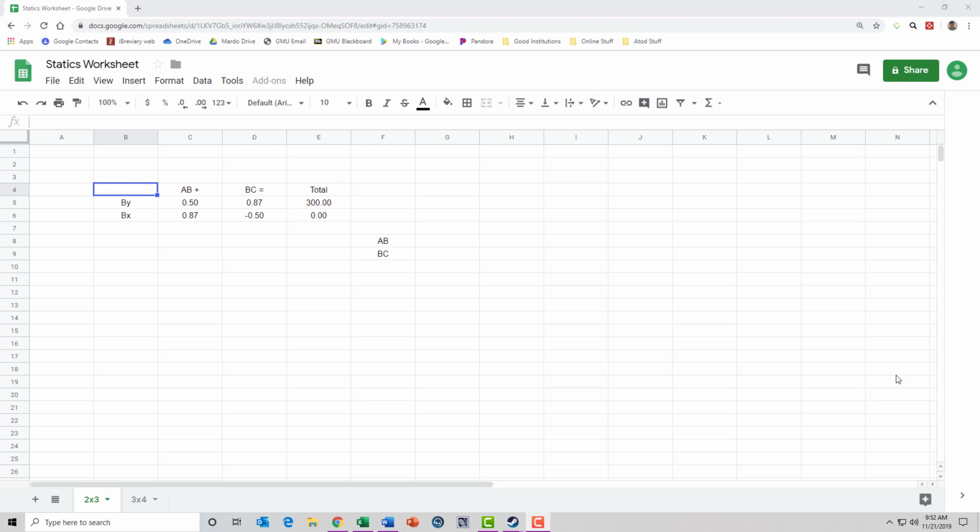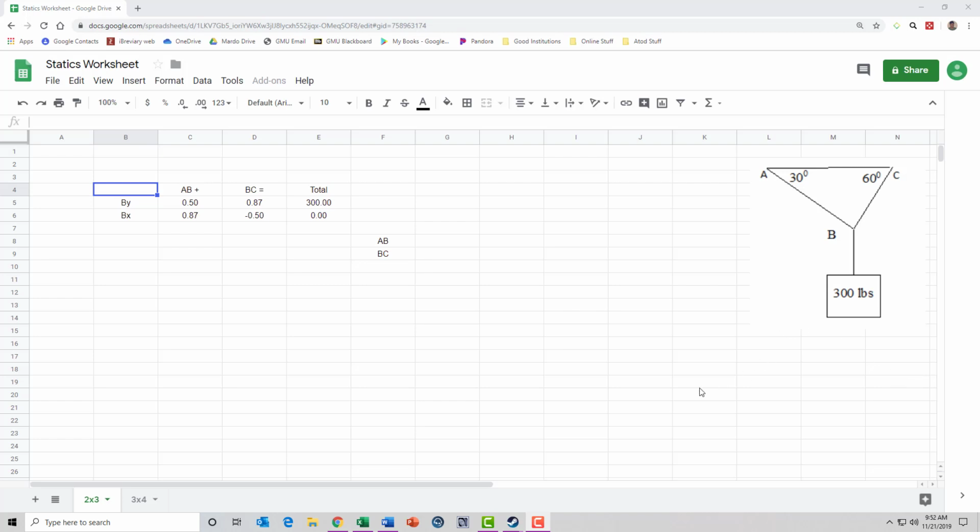Okay, so we're going to show now how to solve statics problems by turning each problem into a system of linear equations and then solving that with the matrix method using spreadsheets. So we're going to pull up our first problem that we used in our sample three-sided problems, where we had cable AB and cable BC holding up 300 pounds. We'll ignore the ceiling AC.